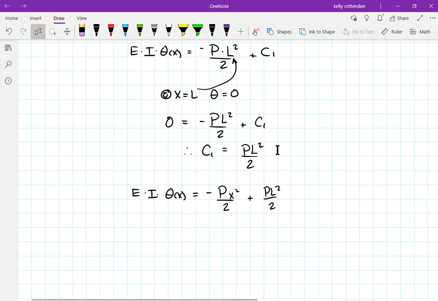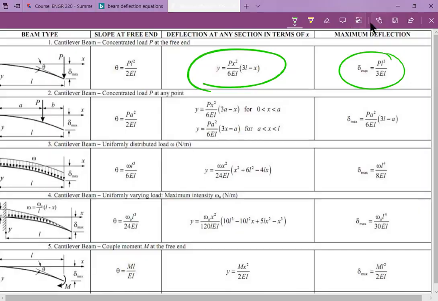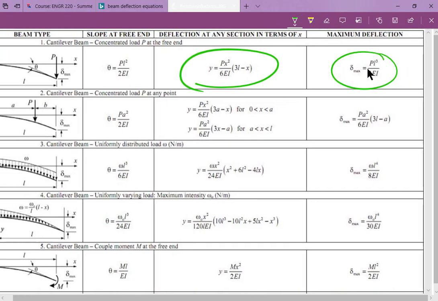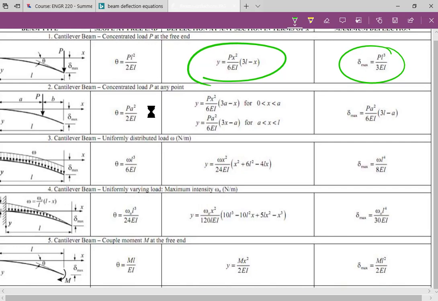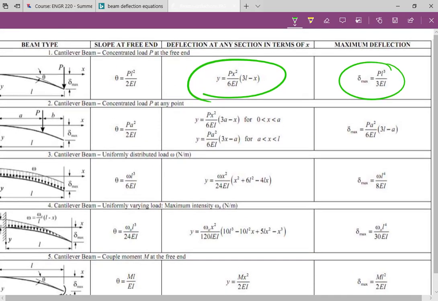They also give you the maximum delta. No, they don't give you the maximum slope. Actually, technically it's not called the maximum slope. It's the slope at the free end. Sometimes that doesn't make sense on some of these. These are all cantilevers, I guess.